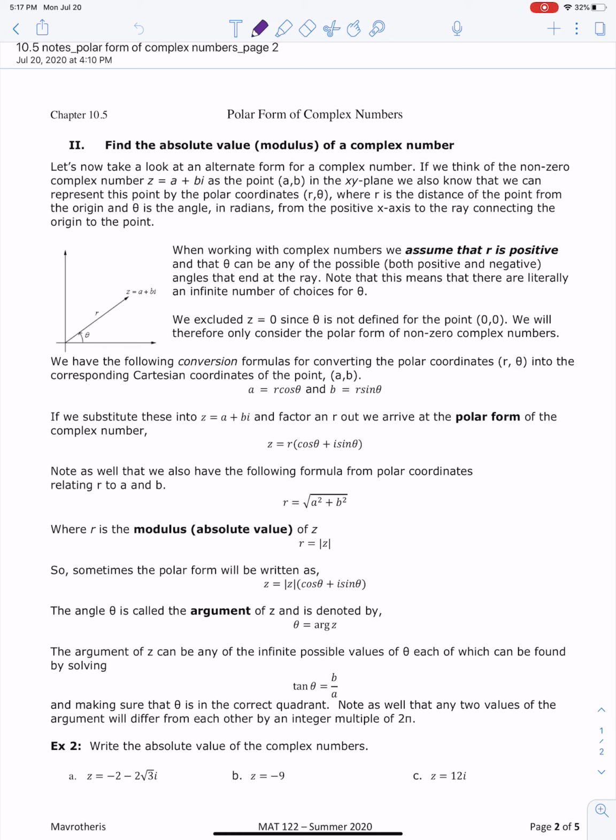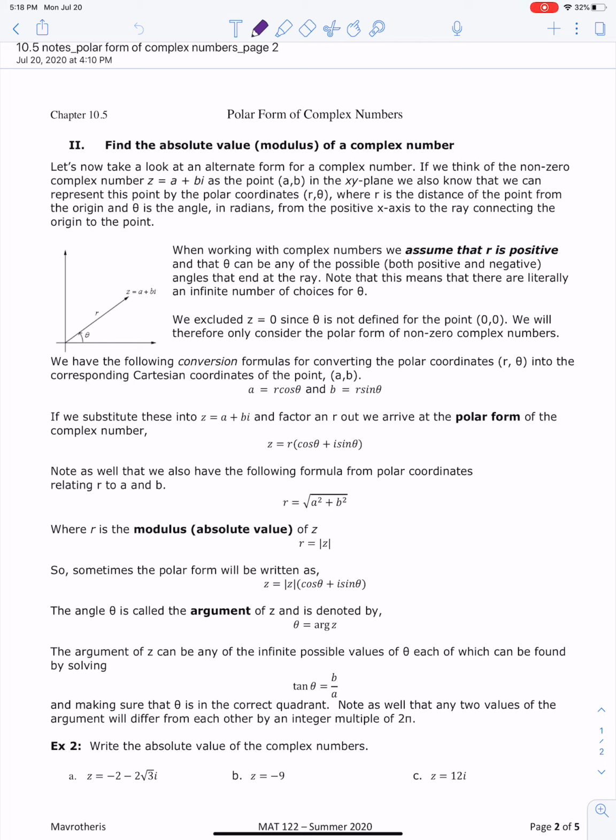10.5 notes, polar form of complex numbers, page 2. So a whole lot of words on this page. We just graphed complex numbers on a Cartesian-like grid instead of a horizontal x and a vertical y. We had a horizontal real axis and a vertical imaginary axis, which means that when we take a complex number, we can do what we did earlier in this chapter and rewrite it in terms of its polar form or trig form. Sometimes you'll see this referred to as a trigonometric form of a complex number.